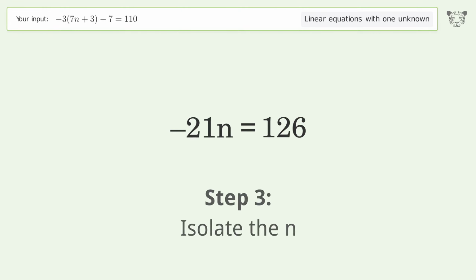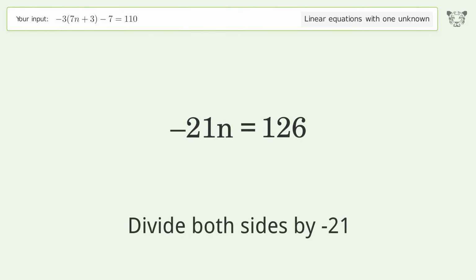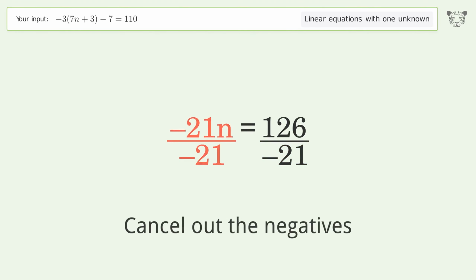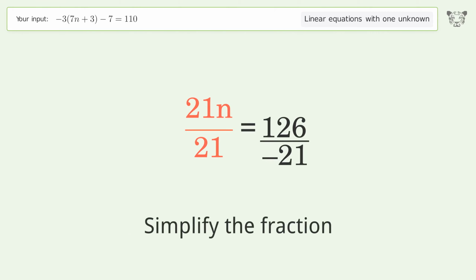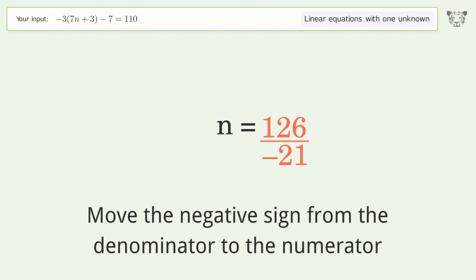Isolate the n. Divide both sides by -21. Cancel out the negatives. Simplify the fraction. Move the negative sign from the denominator to the numerator.